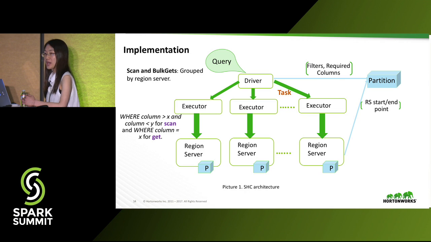You may be wondering why we group the scans and gets by region server. If we don't do that, and just make each get and scan its own task, then as the picture shows, the task number will be more than the number of region servers. Then we need to send some tasks to other executors or wait for the first wave of tasks to finish and then do the second wave of tasks.